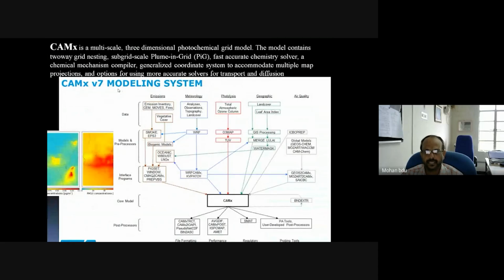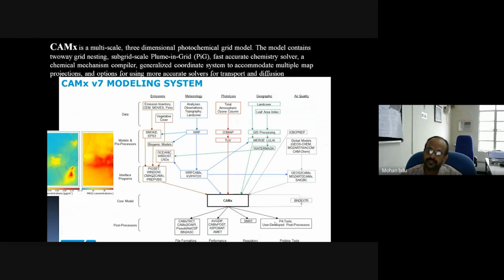And there is again another model which is being widely used, that is CAMx. CAMx is a comprehensive air quality model, which is a multi-scale three-dimensional photochemical grid model. This model contains two-way grid nesting and subgrid nesting. And one advantage in this model is it can give you even pollutant-wise results, for example, PM10 or ozone or whatever. This model also uses different kinds of data.